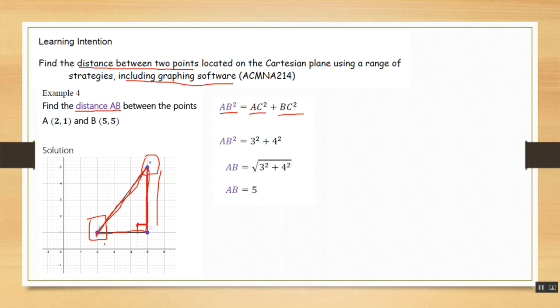So we've got 1, 2, 3 for this distance, and 1, 2, 3, 4 for this distance. So 3 squared plus 4 squared. So AB is the square root of 3 squared plus 4 squared. So AB equals 5.